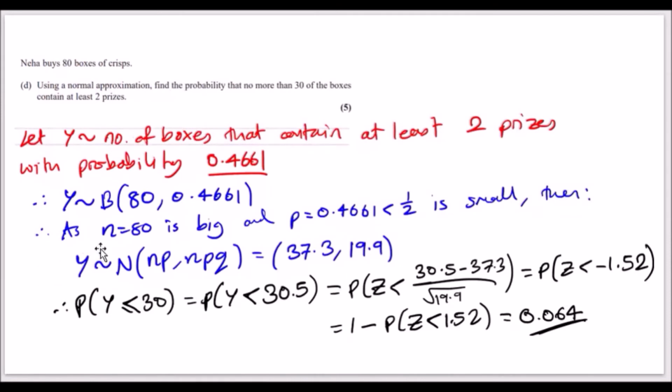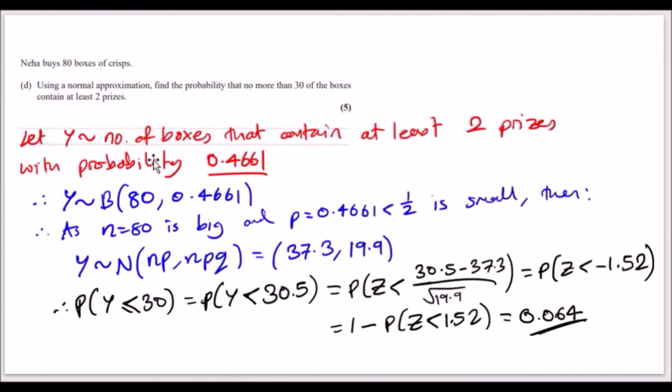As n is large, because it's 80, so it's bigger than 30, and p is less than half, this is considered small, then we can say that the binomial y is normally approximated using this method, the mean and the variance. So np, 80 times the probability, will give us 37.3, and then the variance npq is 80 times the probability of success times the probability of failure. So q is just literally 1 minus p. I use the letter q because it just looks neater this way. And so 80 times that times 1 minus this will give us 19.9. That's it. So now we use a normal distribution.